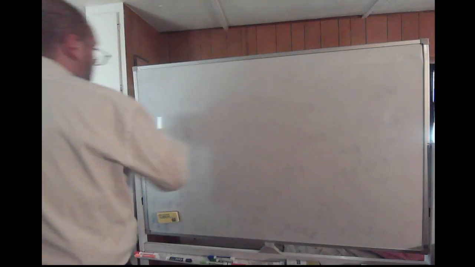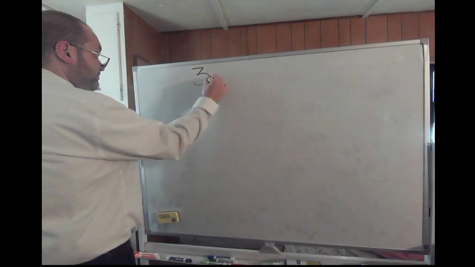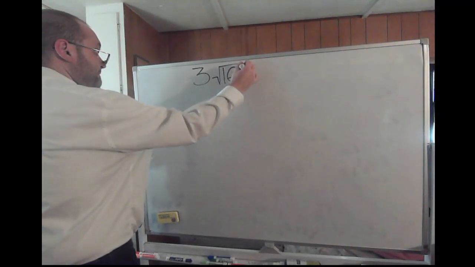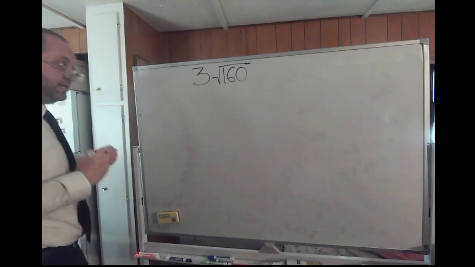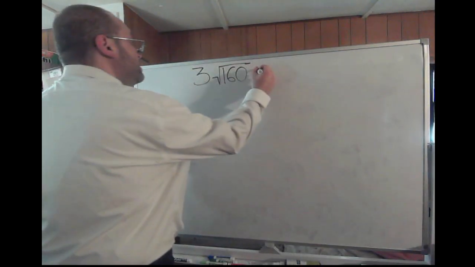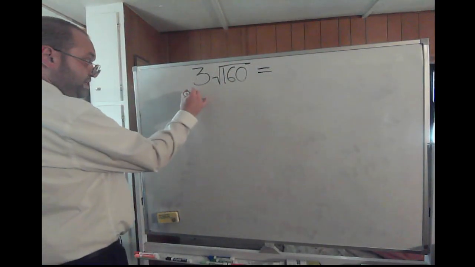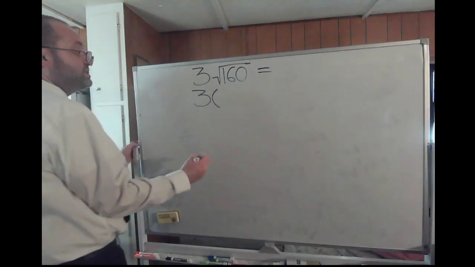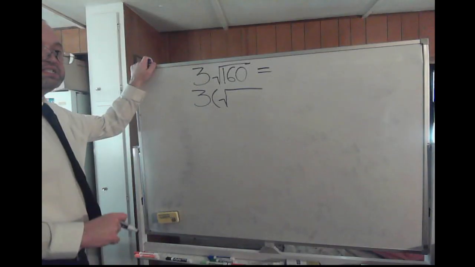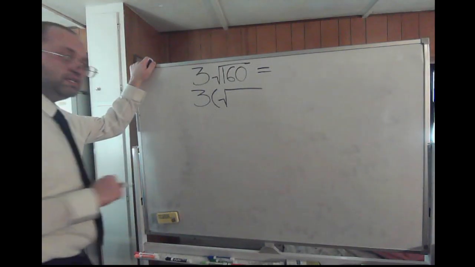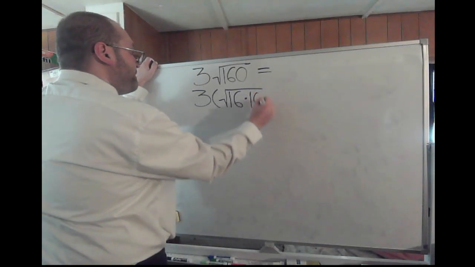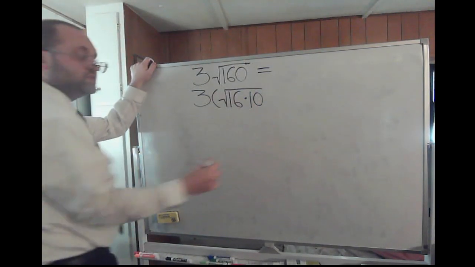Alright, let's do one more. How about 3 times the square root of 160? What we're going to do first is take 3 and put it outside of parentheses, then take the square root of some factors of 160. What are some factors of 160? Well, certainly 16 times 10, right? 16 times 10 would give you 160.